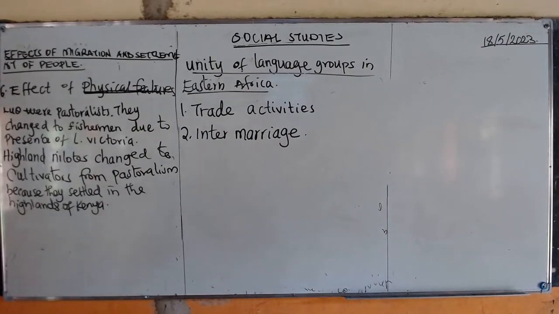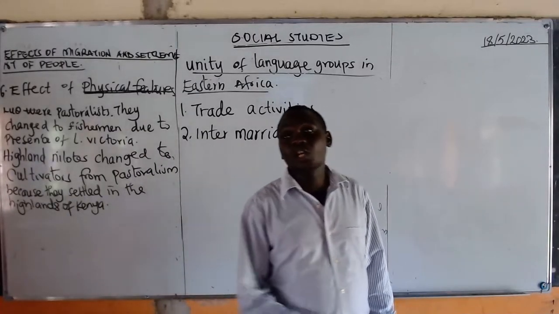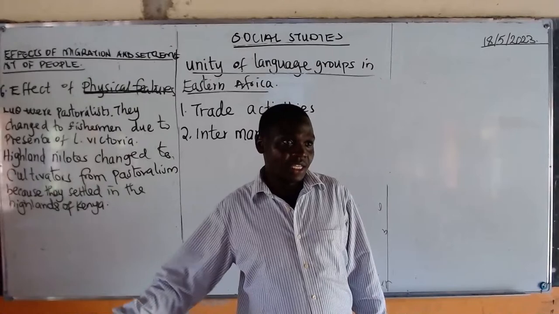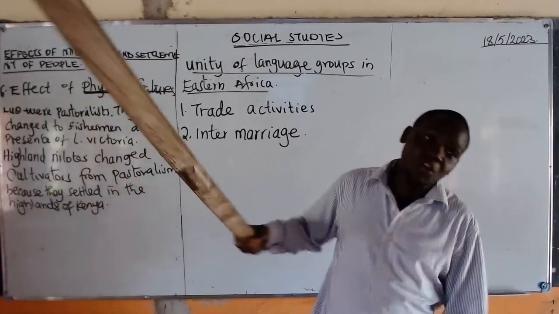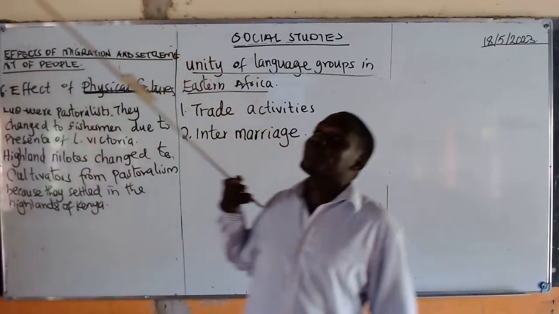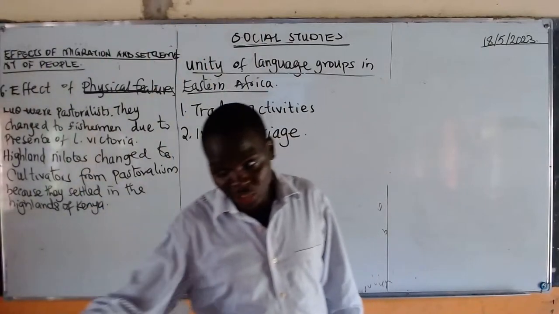It is when a person marries from a different community. That is what you call intermarriage. They marry from your community and you go and marry from their community. That is intermarriage.